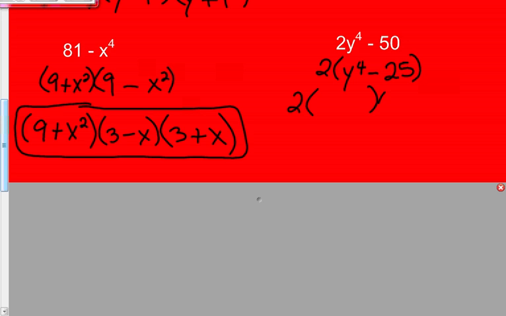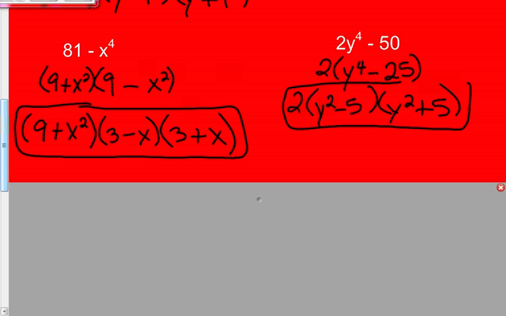This breaks down to y squared minus 5 and y squared plus 5. Now look at our difference. Is this a difference of squares? No, it is not. So we stop right there, because 5 is not a perfect square. And there's our answer. It's factored as far as it can go. Okay, let's keep going.